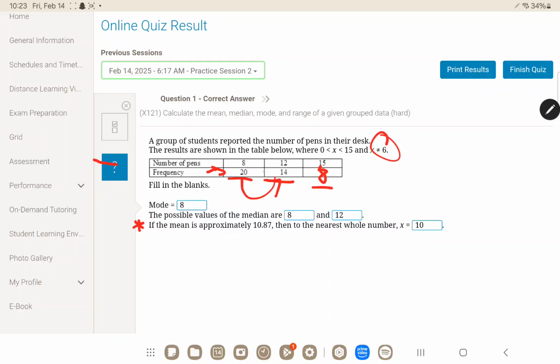20 plus 14. Is it bigger than 21? Because we know the cumulative frequency is 20, here it's gonna be 20 plus 14, which is 34. Then here it's gonna be 34 plus 8, which is 42. So these are your new values. 20 isn't bigger than 21, so it's gonna go to the 34. Is 34 bigger than 21? It's gonna say yes. So your median value, if the number was bigger than 6, would be 12. So your two median values: if x is less than 6, it's 8. If it's bigger than 6, it's 12.